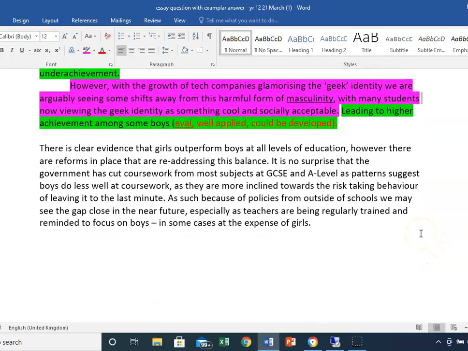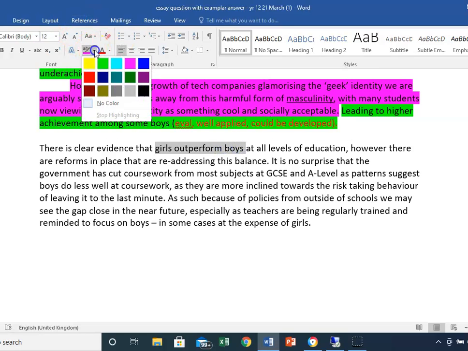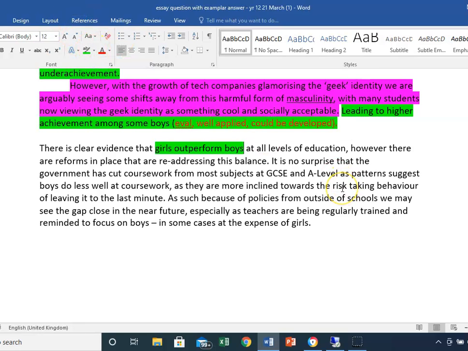Okay, so here's our conclusion. There is clear evidence that girls outperform boys at all levels of education. That girls outperform boys, that's the exact language of the question, so that's a good opening to your conclusion. However, there are reforms in place that readdress this balance. So remember, I've always said, try and add something clever in your conclusion, something new that you haven't already mentioned, or come to a really strong judgment. So I quite like this because it's got some new stuff.